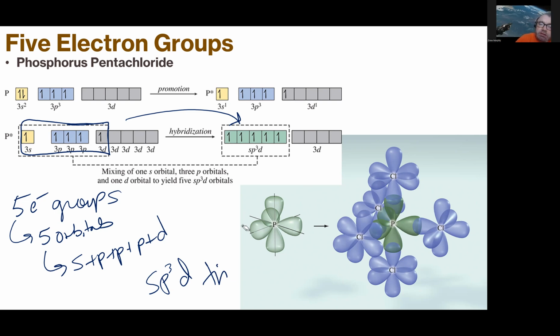What is with my spelling? I'm sorry. Trigonal bipyramidal. Okay, and we have formed 5 covalent bonds to the phosphorus and chlorines, and it has the right geometry when we think about it. Okay, one last one.